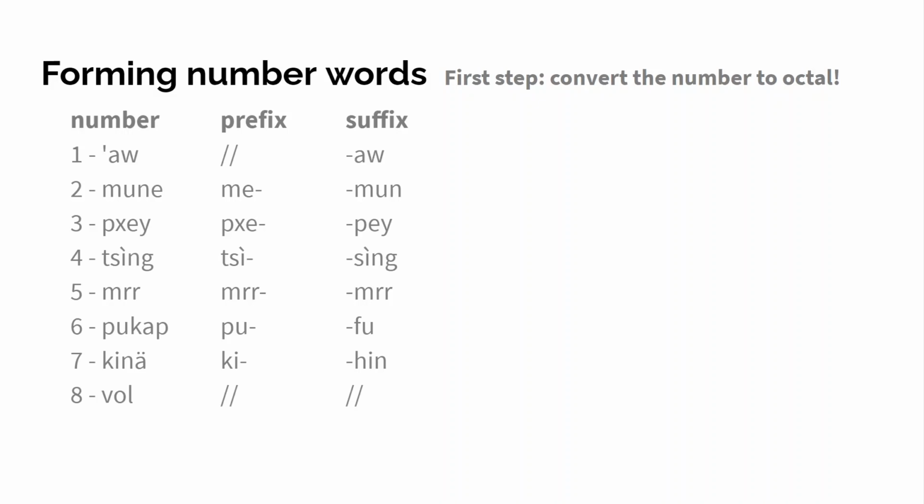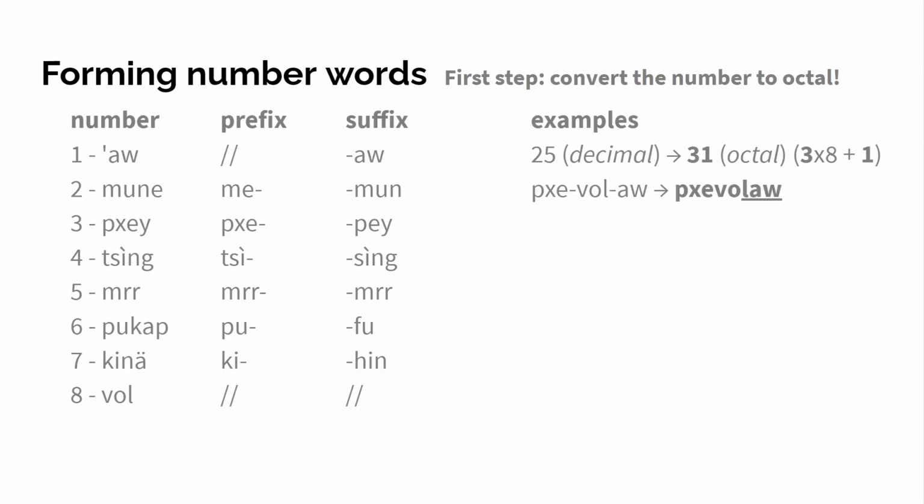What do we now actually do? Let's look at some examples. 25 decimal becomes 31 in octal, which means, if you are familiar with the octal system, 3 times 8 plus 1. What are we doing now? We know that vol is 8, so we want 3 times 8. We use therefore the prefix for 3, so p'e, plus vol, so p'e vol. And then we use the suffix form for the last number, so p'e volau.